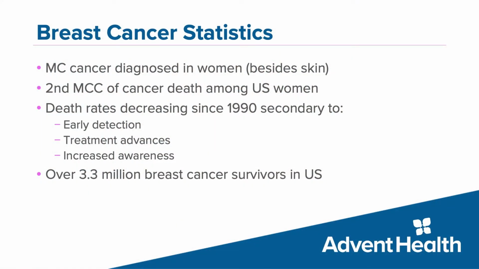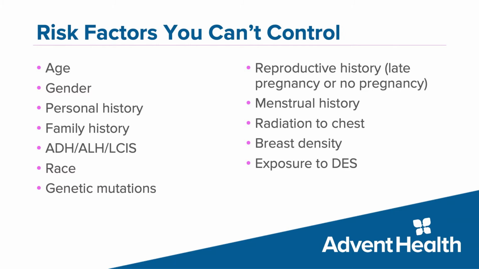There are over 3.3 million breast cancer survivors in the U.S., and this is very important to remember, especially for someone going through treatment. There are certain risk factors that we cannot control that increase our risk for developing breast cancer. Being a woman is the greatest risk factor for developing breast cancer. Aging also increases our risk because as we age, our cells have the potential to mutate and become cancerous. A personal history of abnormal cells, multiple biopsies, or even a personal history of breast cancer elevates a person's risk as well. Family history is also very important and can increase our risk for breast cancer.